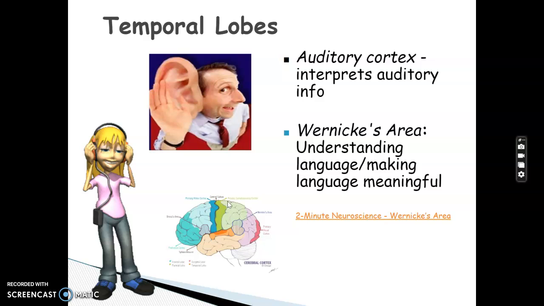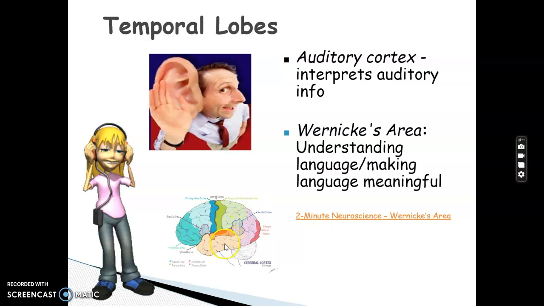Hearing is actually, for the most part, not contralateralized. We actually hear in both sides of our brain, but when we hear something in our right ear, it is processed first by the right side of the brain and then by the left side of the brain.